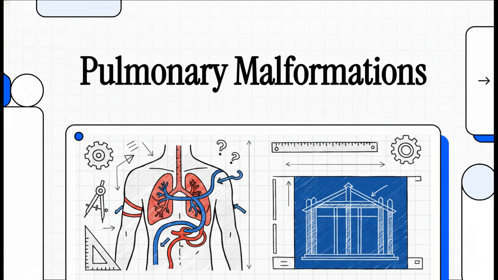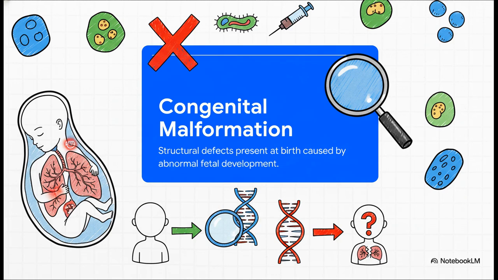But what happens when those blueprints go off script? Today, we're exploring pulmonary system congenital malformations. Basically, the structural anomalies that pop up when the early microscopic scaffolding of the human airway goes awry. Okay, let's dive into this.